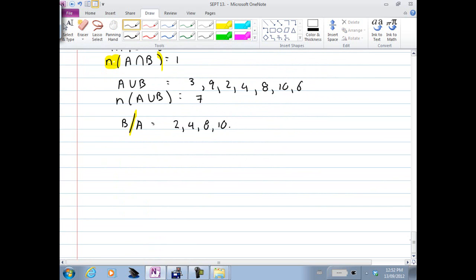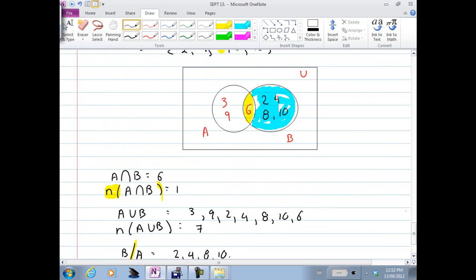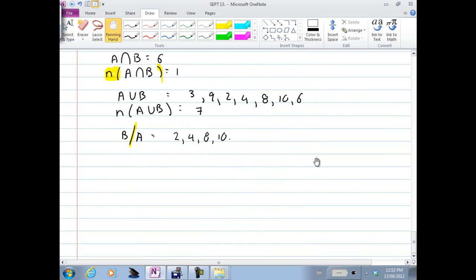Yep, because B minus A means I can only have things that are in B, but not including A. That's what B minus A means. Okay. Try a few more on your own. And let's see if you can do this one.